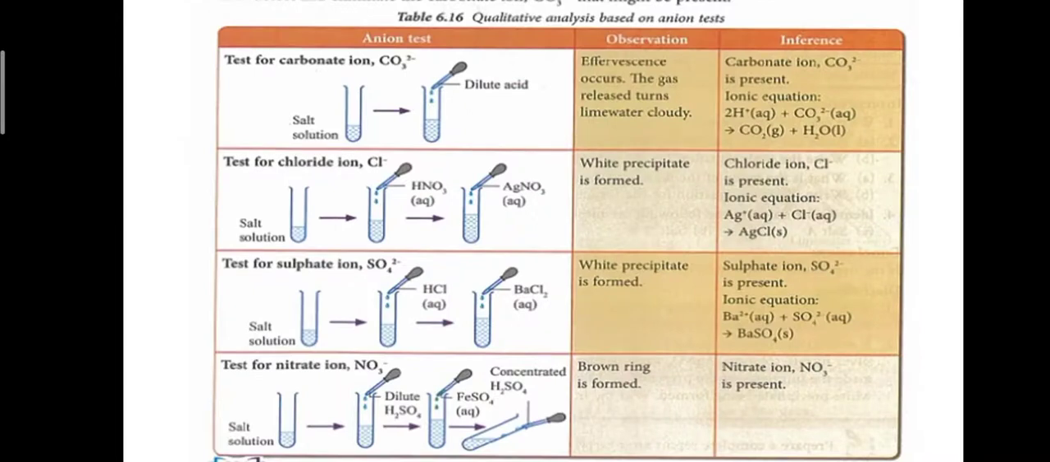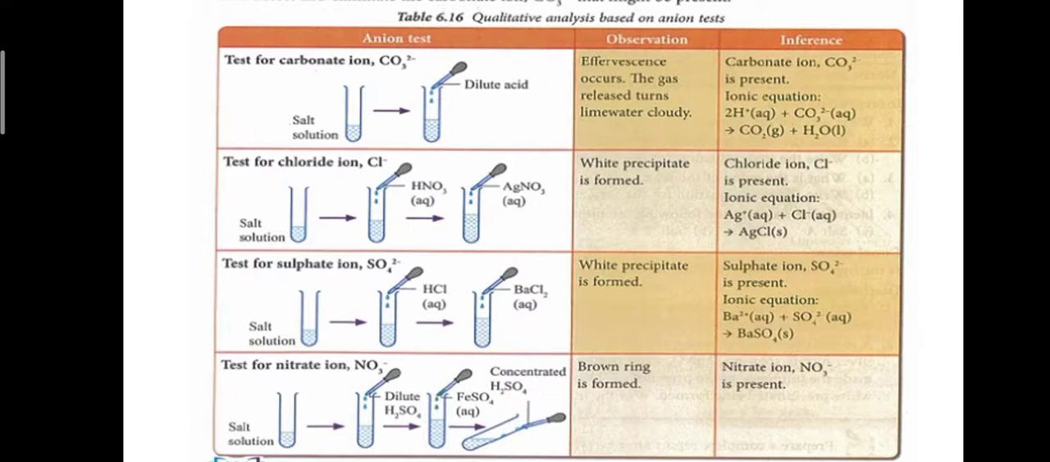So this one, test for carbonate ion. So this is the salt solution. When you add dilute acid, the observation is effervescence occurs, and the gas released turns lime water cloudy. It means here that the carbonate ion is present. Okay, if this happens, carbonate ion is present. So this is the ionic equation. H plus from the acid and the CO3 carbonate ion will release carbon dioxide and water. So here carbon dioxide turns lime water cloudy. Okay.